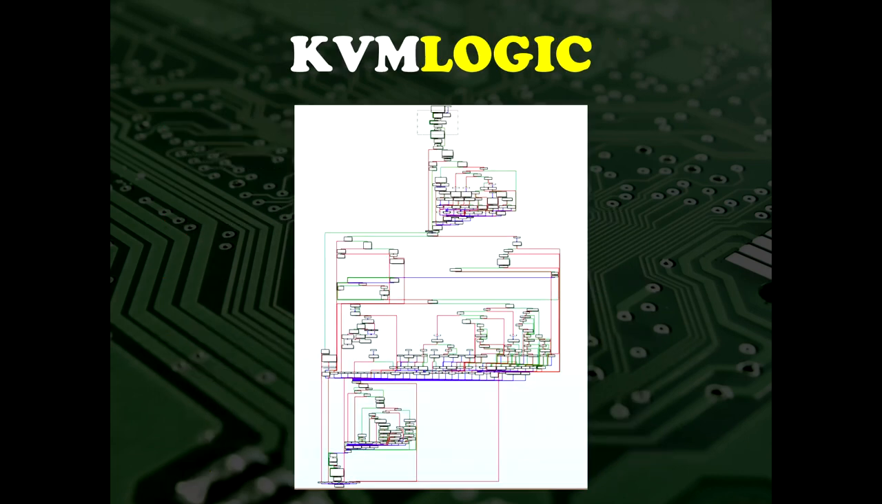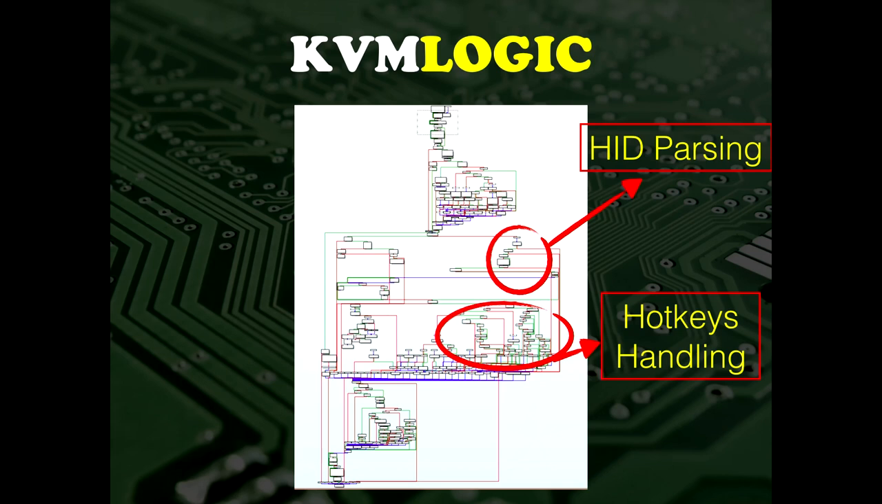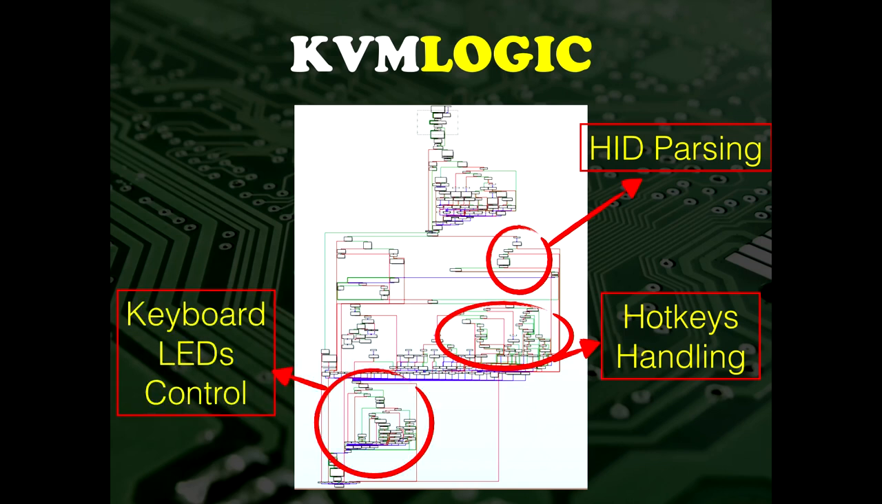Once we have understood this, we can properly analyze this code. This is a screenshot from IDA, our disassembler, and it presents the main function of this KVM. It's divided into a few interesting parts. One is HID parsing. HID stands for Human Interface Device. This is what we were looking for, where the actual keystrokes are being processed. This place processes hotkeys, like if you press a hotkey, it switches the port and stuff like this. And this part controls the LEDs of the keyboard. For some functionalities, it has to flash the LEDs.